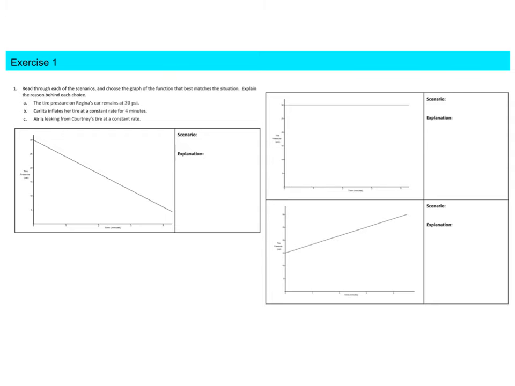All right, for A, the key word here is remains. That means it is going to be a steady line, like this one right here. So this is scenario A, and the explanation remains means that it's neither increasing nor decreasing. Okay?